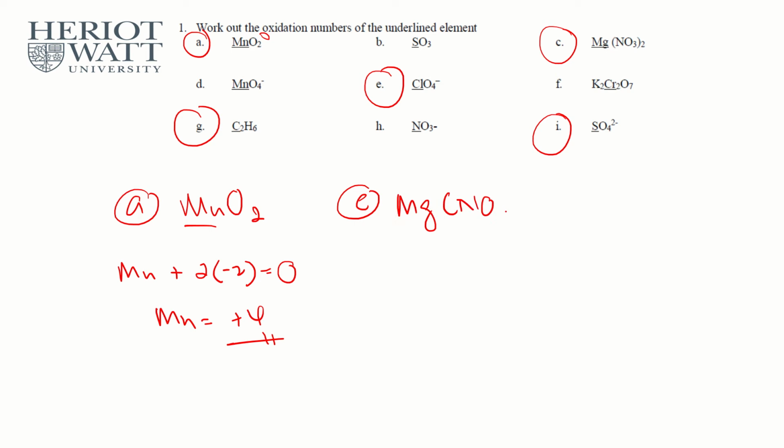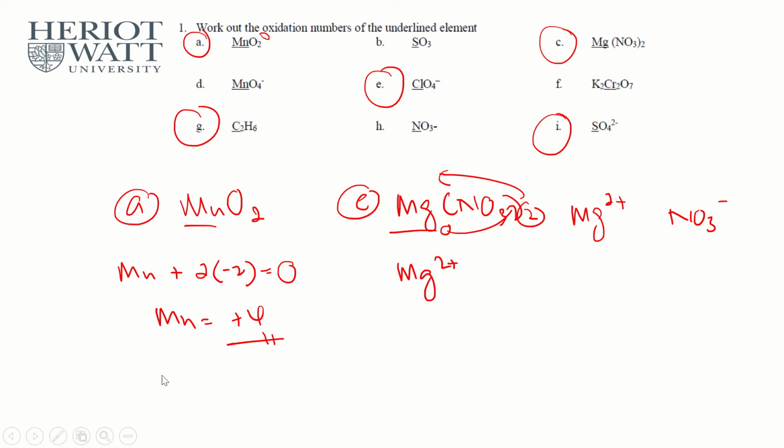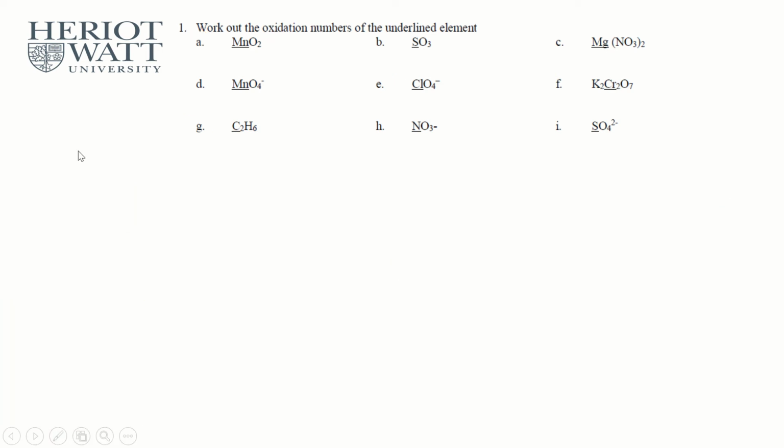Magnesium nitrate. Now this is obvious. This is an ionic compound. So obviously the charge of magnesium is Mg2+, because the 2 here and the 1 here is actually for the nitrate. So we know that Mg is 2+, nitrate is minus. So Mg is 2+ here. So the answer here is A is +4, the oxidation number. C is +2. All right, we continue.